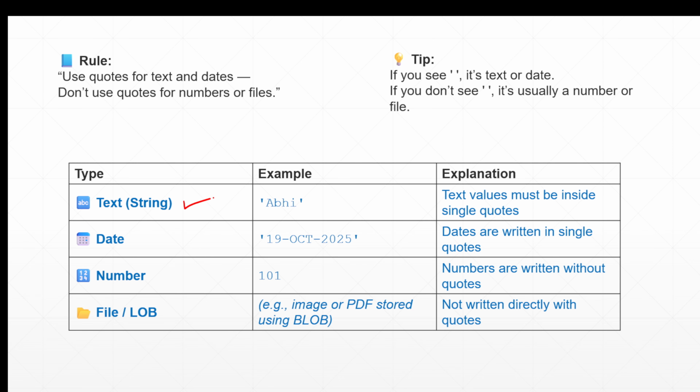For string data type, text values must be inside single quotes. And for date data type, dates are written in single quotes. And for number data type, numbers are written without single quotes. And for LOB data types, the values are not written directly with single quotes. Let me open my SQL editor to go through a practical example. Let's create a table called students with basic data types like text, numbers, dates, and large text.